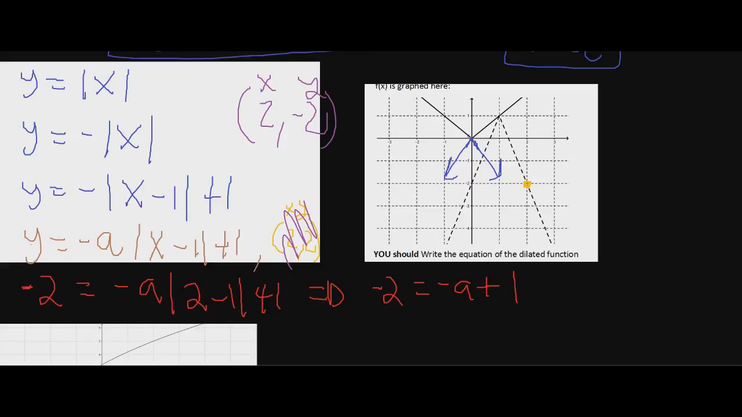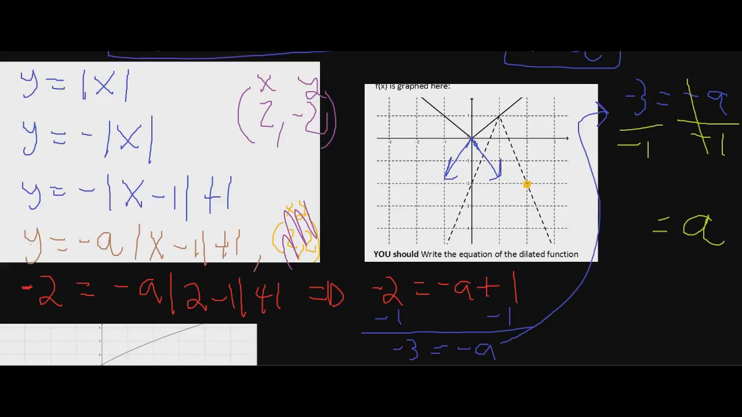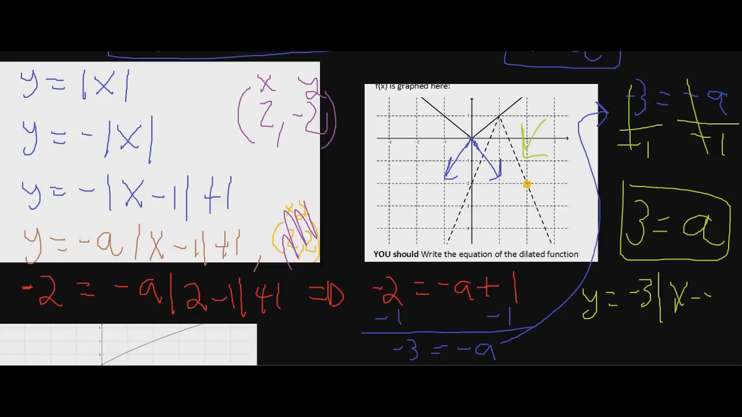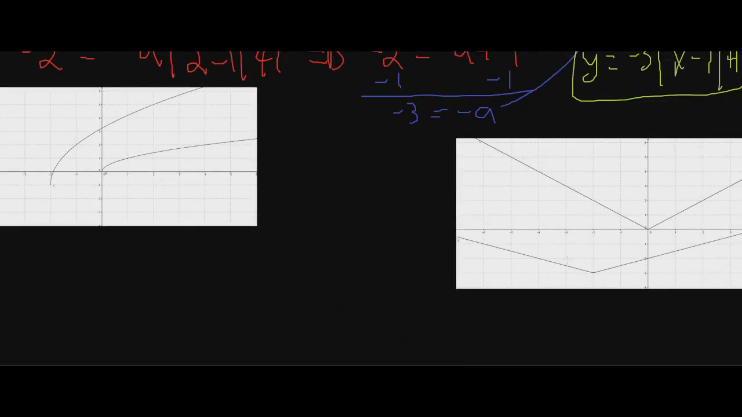What do we do to get rid of the addition? We subtract 1 from both sides. And we're going to get negative a is equal to negative 3. We have negative 3 is equal to negative a. What do we do to get rid of the negative? Well, we divide by negative 1. Negative divided by negative is a positive, and we're just going to get a equals 3. So for this new equation here, we take our a value and plug it back in, so y is equal to negative 3 times the absolute value of x minus 1, plus 1. And this is my final equation. Okay, hopefully that helps. Why don't you go ahead and try doing these bottom two right here.